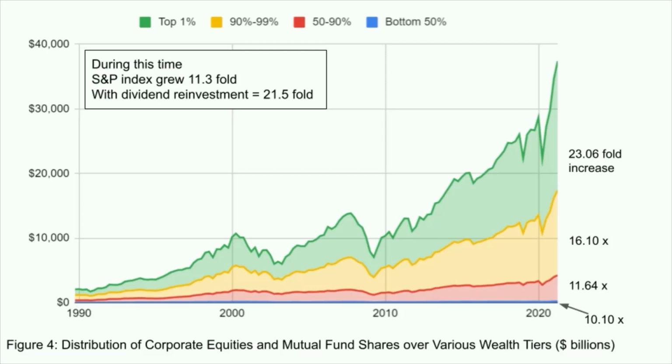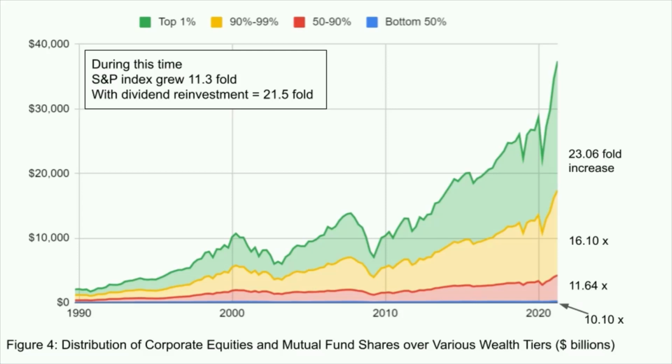How about the next level down? Those who are in the 90% and above wealth tier, but not quite the top 1%. Well, these people increase their equity holdings by 16.1-fold. So their accumulation is less than the top 1%, comparatively speaking. It's a story that tells us this tier owns a meaningful quantity of equities, but doesn't have the cash flow to achieve the boost in wealth that the top 1% achieved. Now, 16.1-fold is somewhere between the 11.3-fold increase in the S&P 500 index and what could have been achieved with dividend reinvestment.